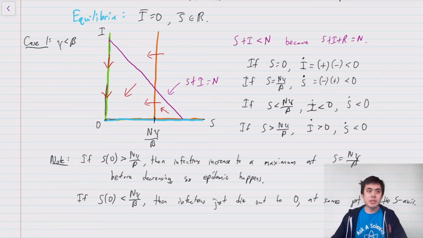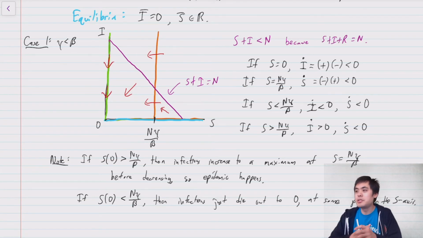Okay, now you might be wondering, how would you start out with fewer individuals susceptible than the total? And that can happen if you previously had an epidemic, and the second epidemic happens when you still have herd immunity, basically.